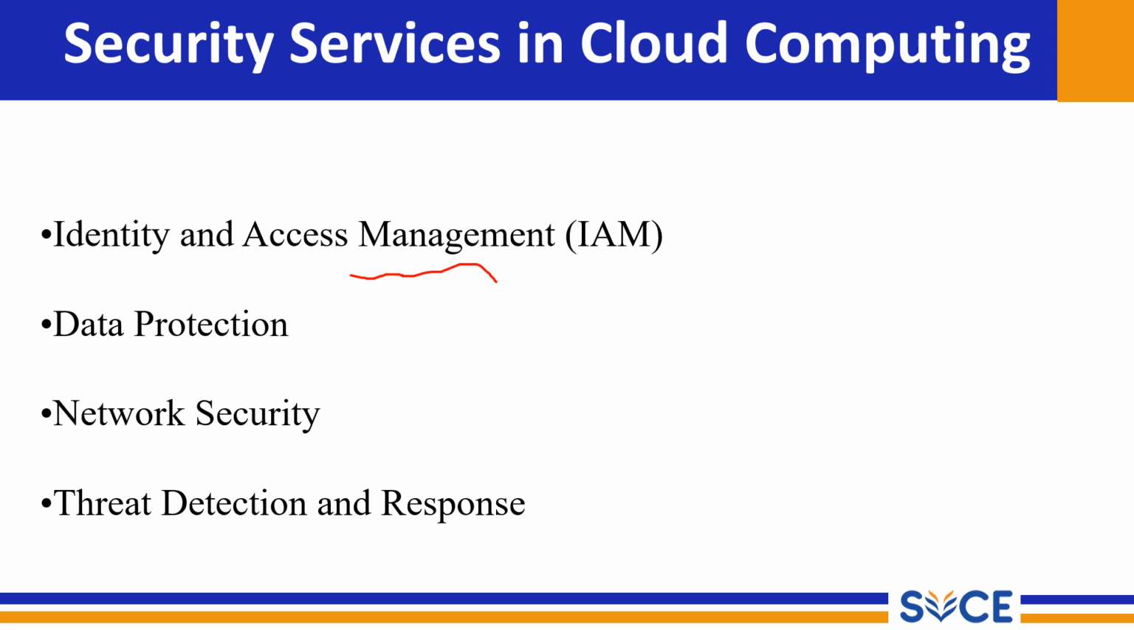Second, if you take the components, access control policies are able to define role-based access control and attribute-based access control. Multi-factor authentication adds an extra layer of security beyond passwords. And we can implement the least privilege principle, which provides the minimum permissions needed. Second is data protection, third is network security, and the fourth is threat detection and response, which we'll see in the upcoming slides one by one in detail.